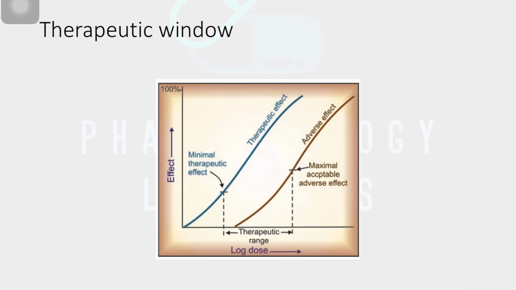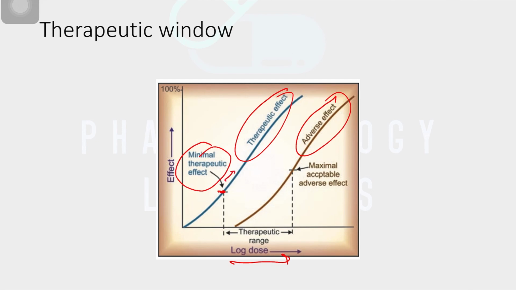Now the next thing is the therapeutic window. Now what is it? For example, in the earlier part also we have seen that a drug has two effects. One is the therapeutic effect, and still if we increase the dose, it produces adverse effects. So the point from which the therapeutic effect starts, the minimal therapeutic effect, and the point of maximal acceptable adverse drug reaction, the maximum side effects which is acceptable, the area between these two is called the therapeutic range.